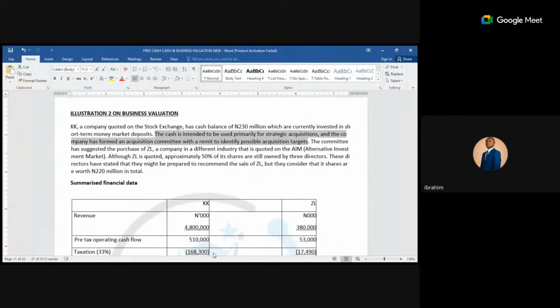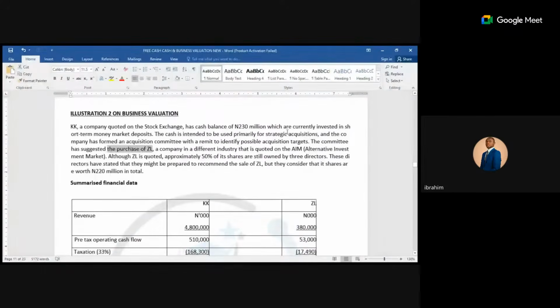So you can see that one of the reasons for valuation of a business is acquisition. They are looking for a possible acquisition. Of course, when you're looking at a possible acquisition, you have to determine the value of that target company that you want to acquire. Now, the committee has suggested the purchase of ZL.